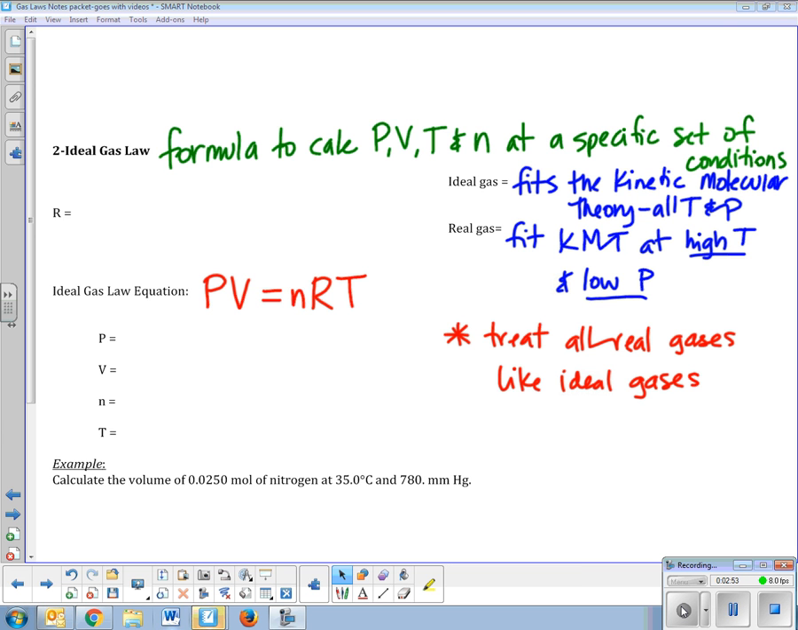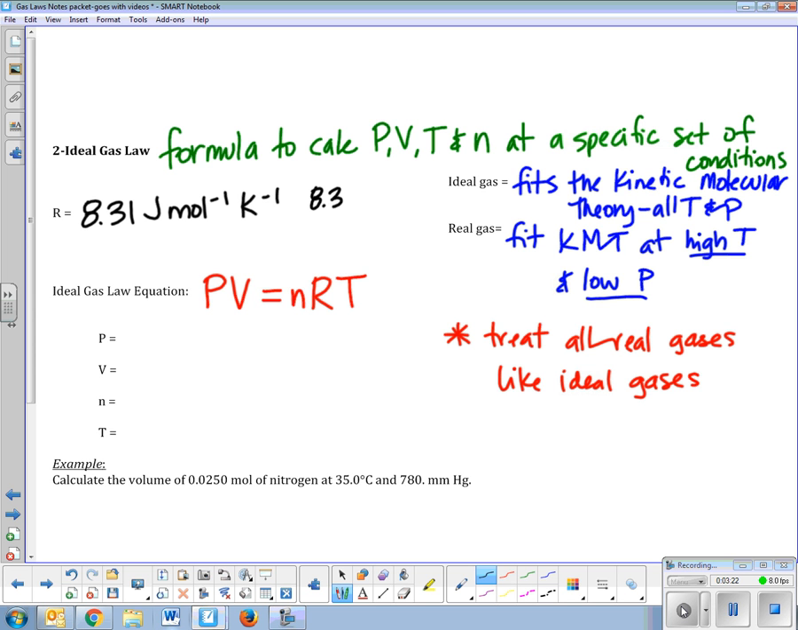So the value for R is 8.31. And this is given in the IB data booklet. So you don't necessarily have to memorize this. However, you probably will just by using it over and over again. The units are a joule per mole Kelvin. So if you remember, IB prefers to write units in the denominator with the negative subscript. So this is the same as saying 8.31 joules per mole Kelvin. Right? Same thing. Okay? So this is that constant R.